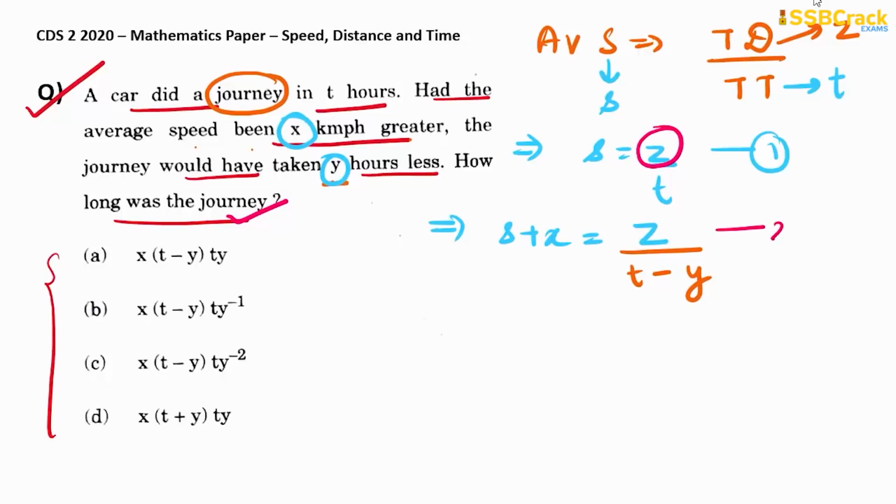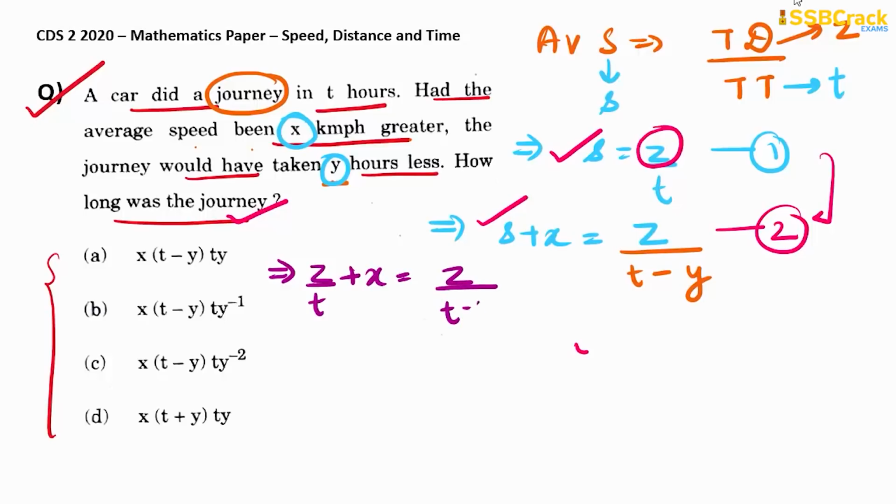So, we can solve these two equations in order to find the value of X. We will put the value of S from the first equation into the second equation. So, it will be Z upon T plus X is equal to Z upon T minus Y, right? Now, we can solve for the value of Z here. So, X is equal to Z upon T minus Y minus Z upon T.